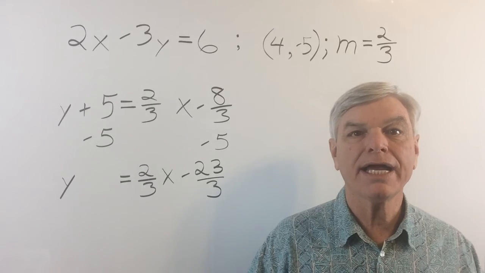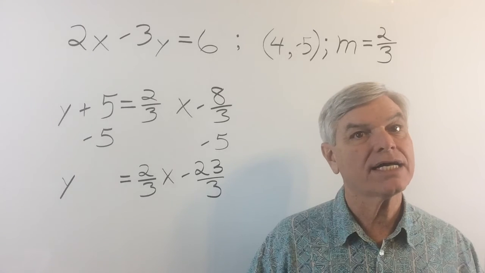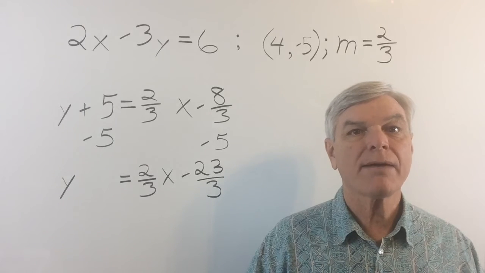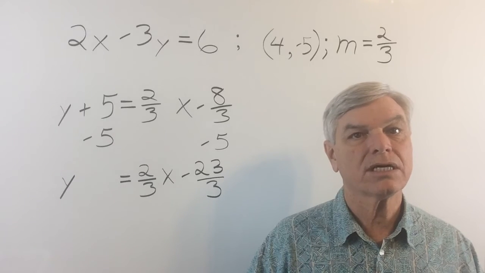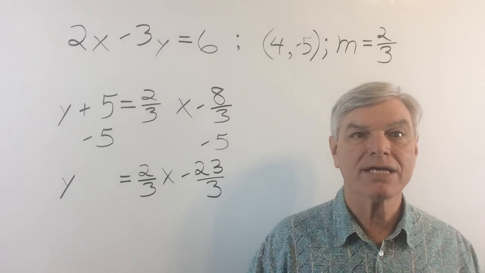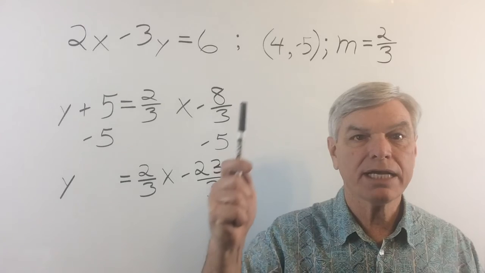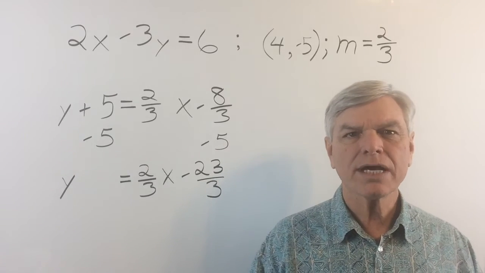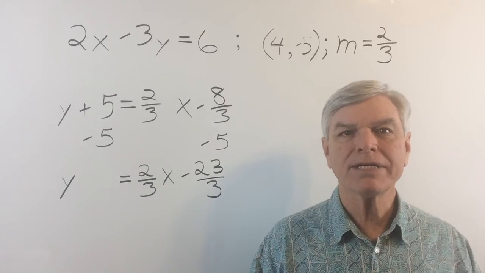That is the line that satisfies the parameters of the question, which is to get the slope right, and the slope has to pass through this point here. So let's try the same type of a problem with perpendicular lines.